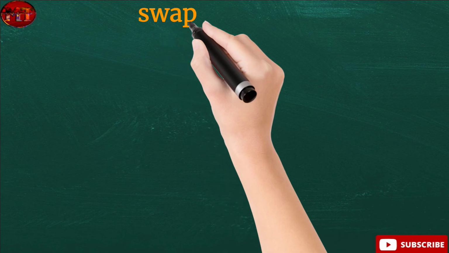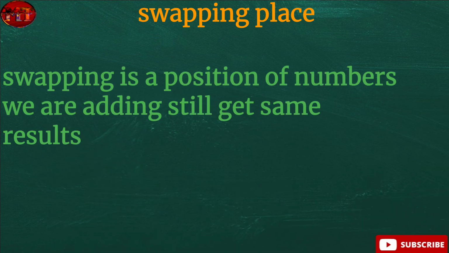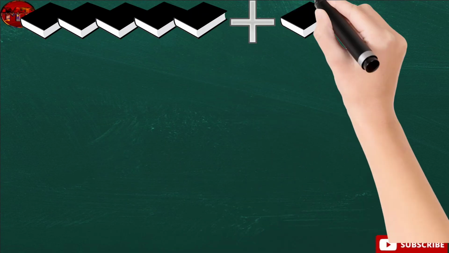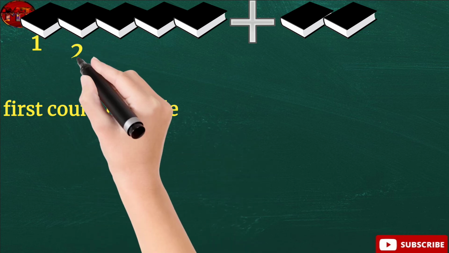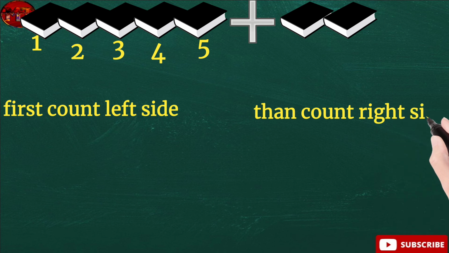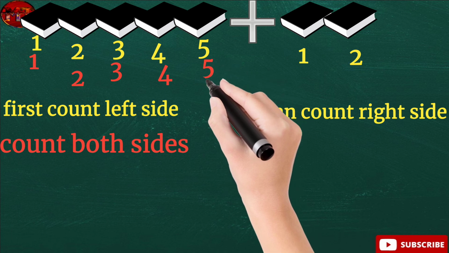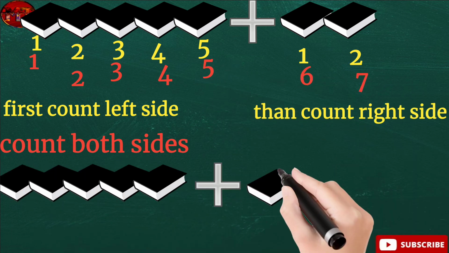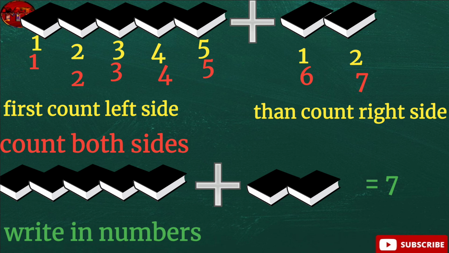Swapping place. Swapping place is the position of numbers. When we swap them and add, we still get the same result. Example, 5 books plus 2 books. First, we count left side: 1, 2, 3, 4, 5. Now, we count right side: 1, 2. Start counting both sides: 1, 2, 3, 4, 5, 6, 7. So, 5 books plus 2 books is equal to 7 books. Write in number 5 plus 2 equal to 7.